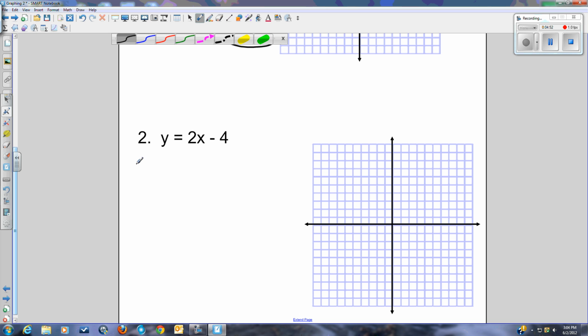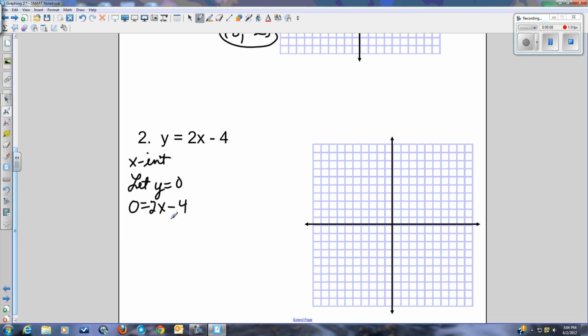So let's graph y equals 2x minus 4. If we want to find the x-intercept, we let y equal 0. So we have 0 equals 2x minus 4. We need to solve for x by adding 4 to each side. So we have 4 equals 2x.